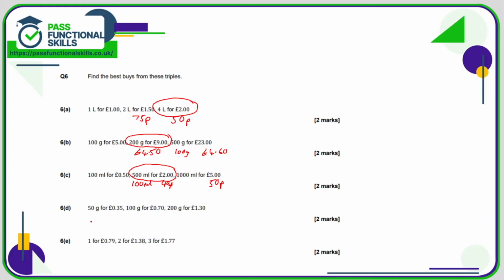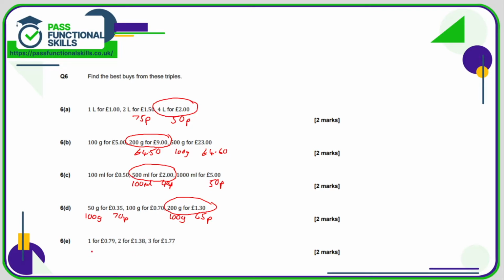What we can do for 6D, we can work out the price per 100 grams, or the price per 50 grams, it really doesn't matter. If 50 grams costs 35p, then that works out as 100 grams for 70p. 100 grams for 70p, we can leave that as it is. And if 200 grams costs £1.30, then 100 grams, which is half the amount, is going to cost half this price. So that works out at 65p, so this is the best value.